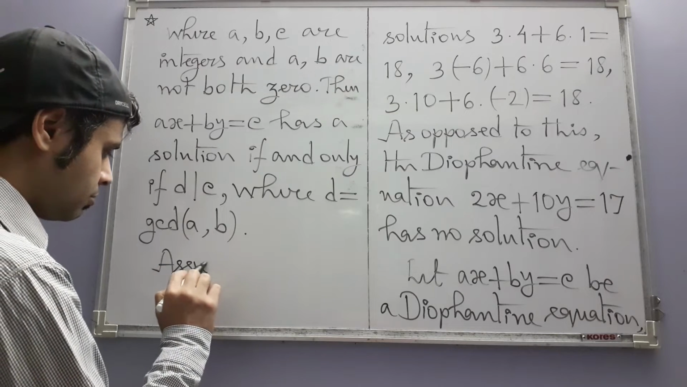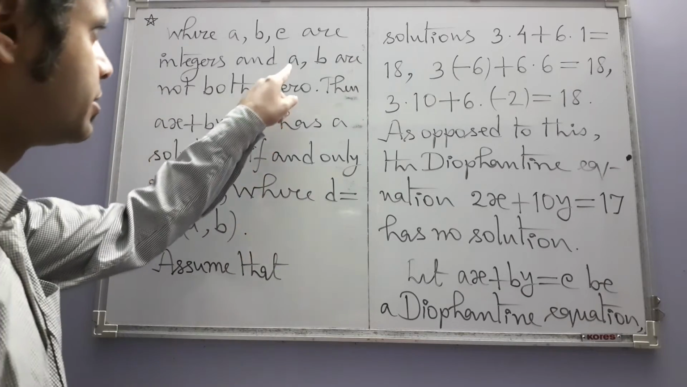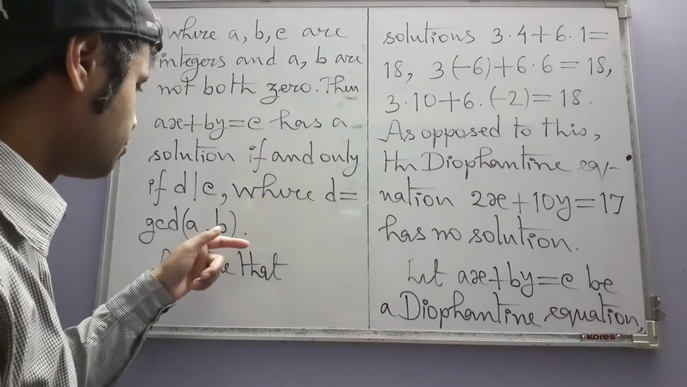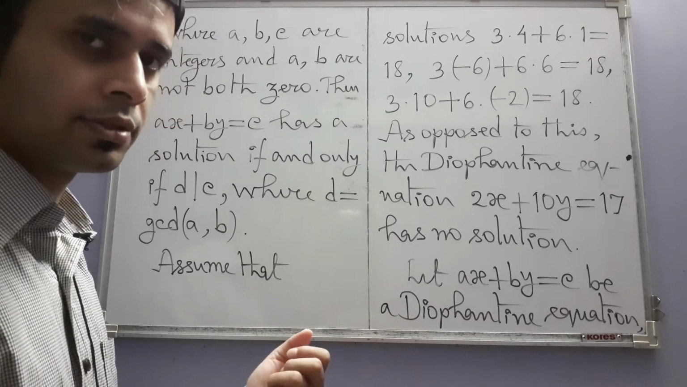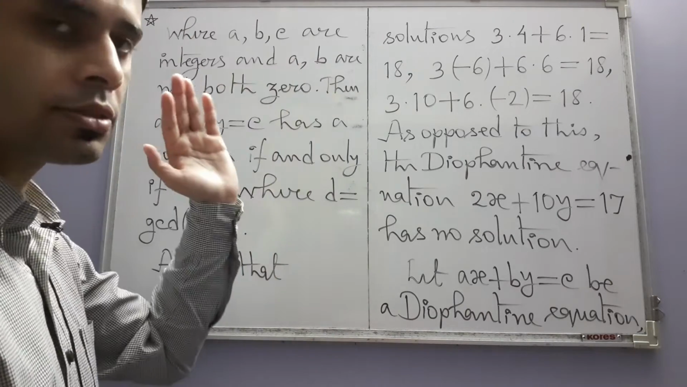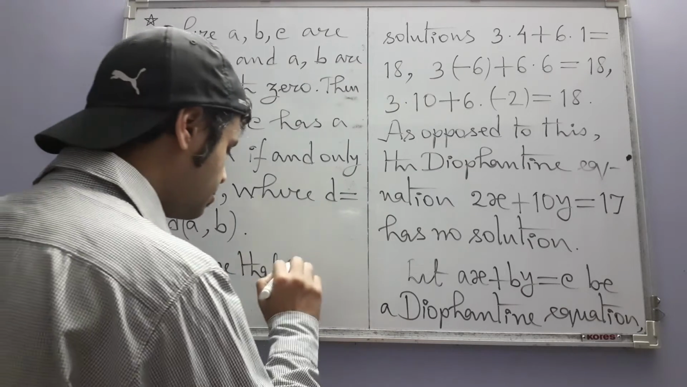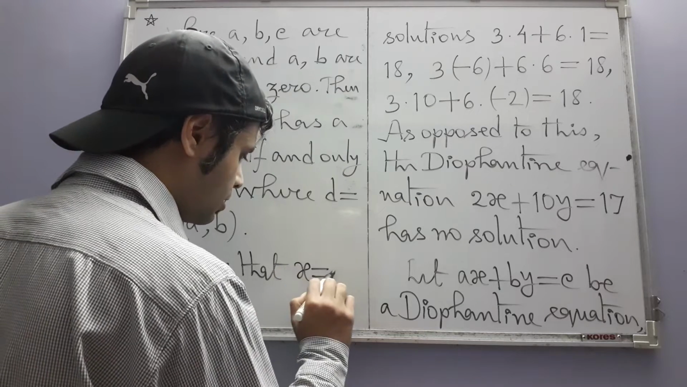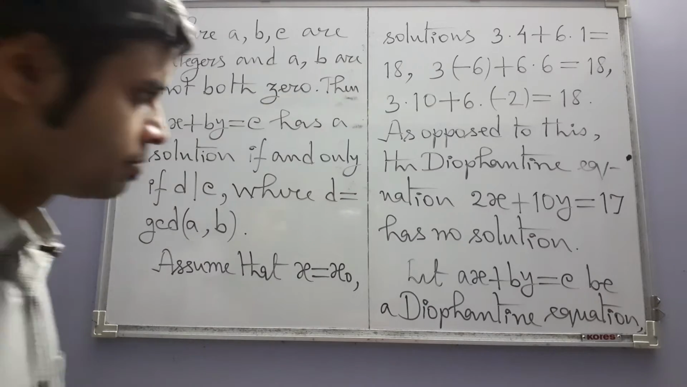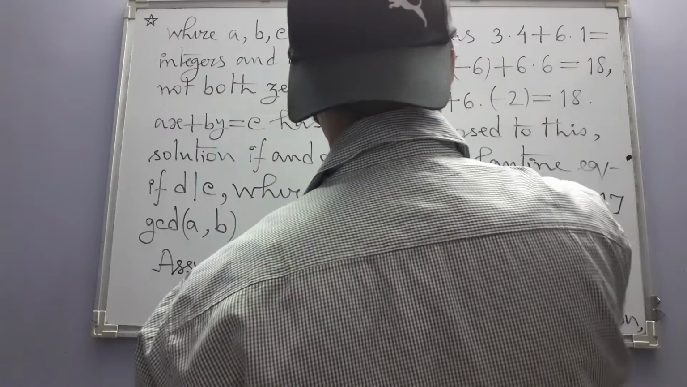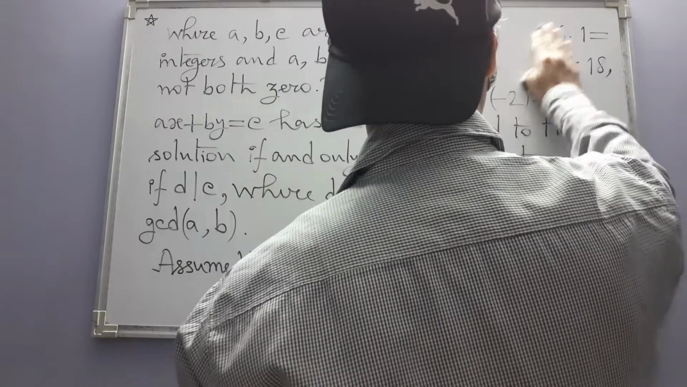Assume that, note one more thing, that because it's given a and b are not both 0, from the theory of GCD we know that their greatest common divisor exists. Because in GCD also we need this condition. One of them can of course be 0, then the other has to be non-zero. Now assume that x equal to x naught, y equal to y naught, be a solution. That means it has a solution. And these are integers. We are not going to mention this fact again and again.